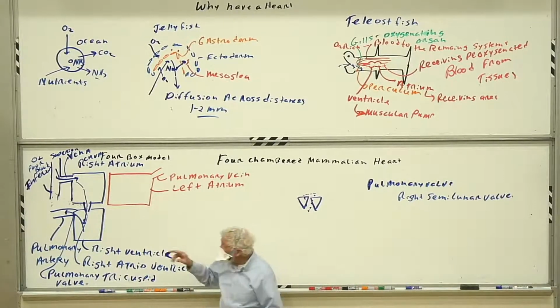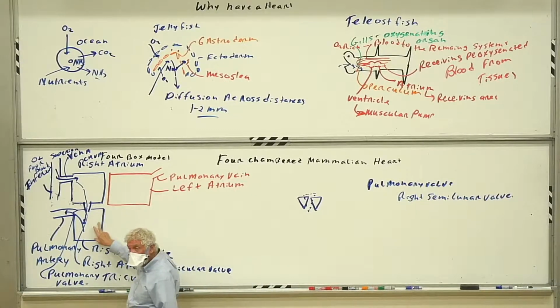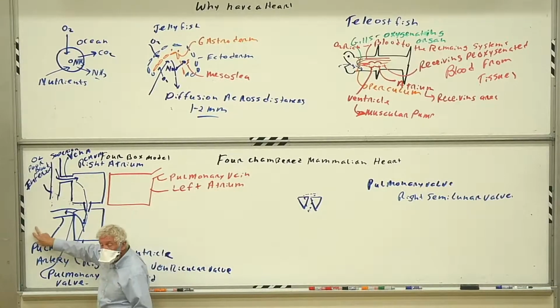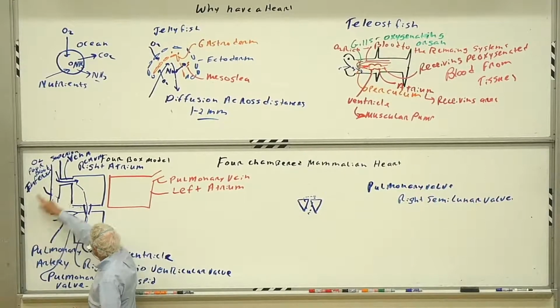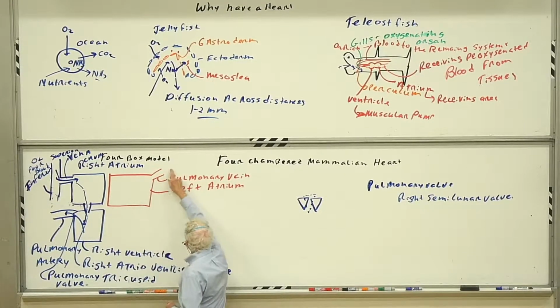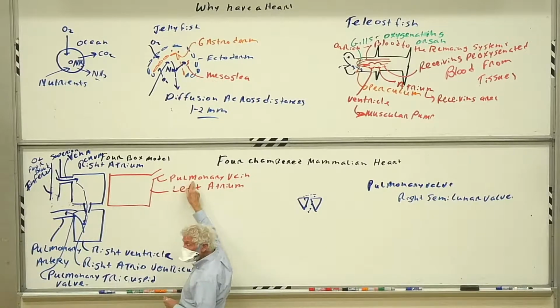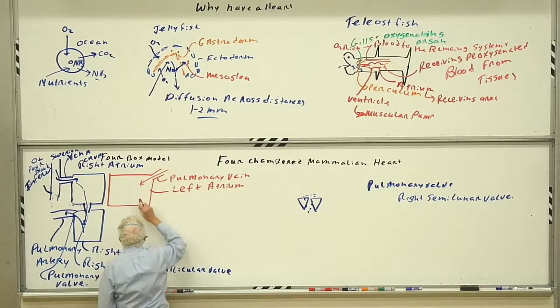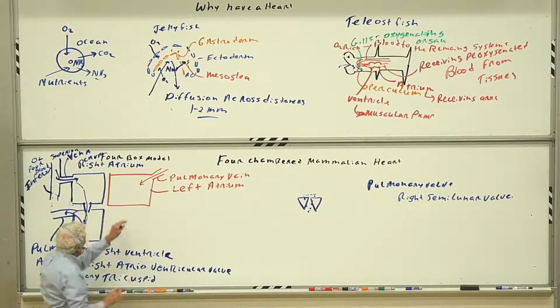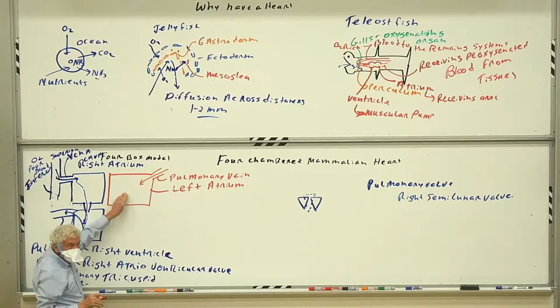The blood's been pumped to the lung by the right heart. The blood goes through the capillaries in the lung where it's oxygenated. The oxygenated blood now comes back to the left heart through the pulmonary vein, comes back in this direction, enters the left atrium. Again, this is a chamber, it's a room.